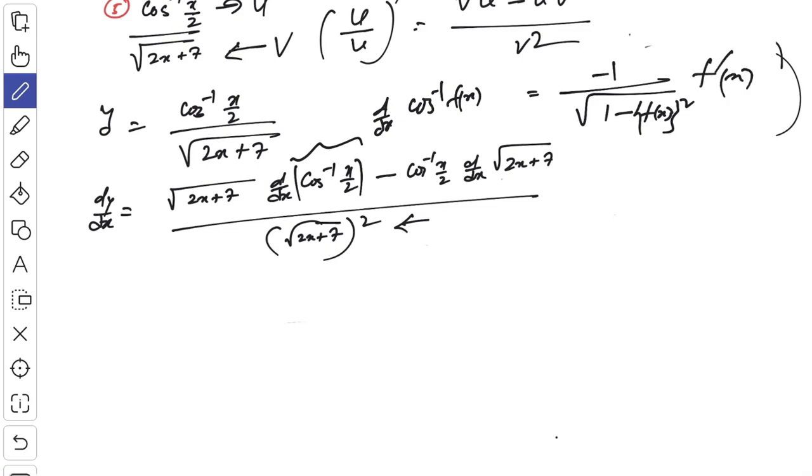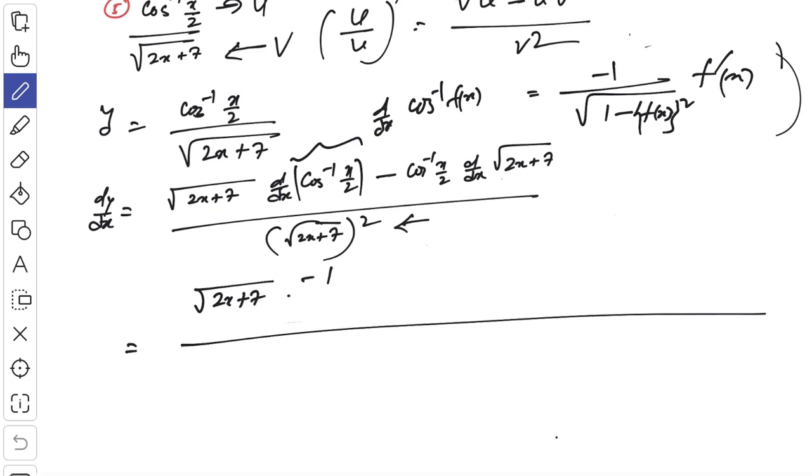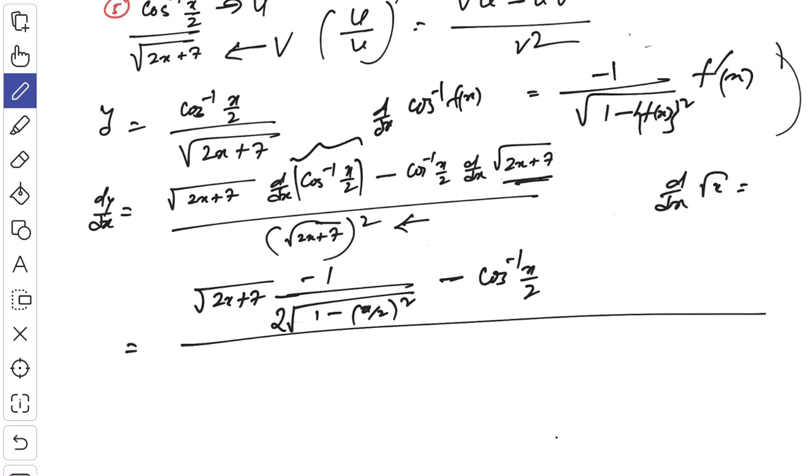Okay, so if you apply this, then what you will get? Root of 2x plus 7, then minus 1 by root of 1 minus x by 2 whole square, and the derivative of x by 2 is half. So let me write directly half. So you can write this 2 here. Then minus cos inverse x by 2, and the derivative of this: we know the derivative of root x is nothing but 1 by 2 root x, and if you have root of f of x, then this will be 1 by 2 root of f of x, then again you have to differentiate f of x.